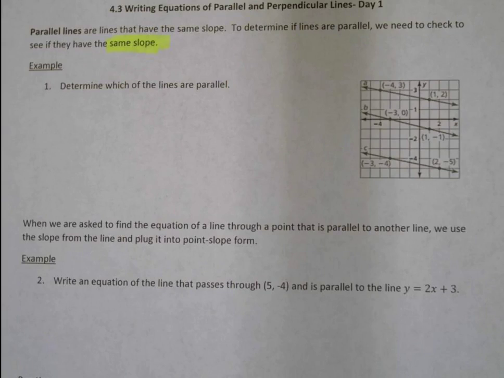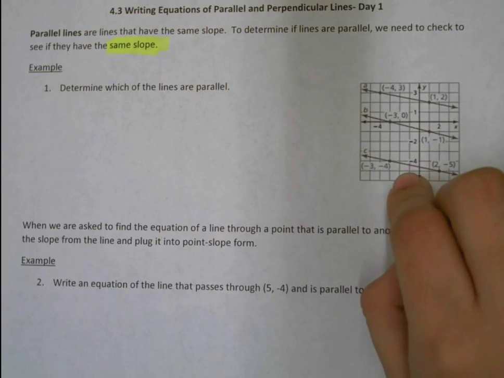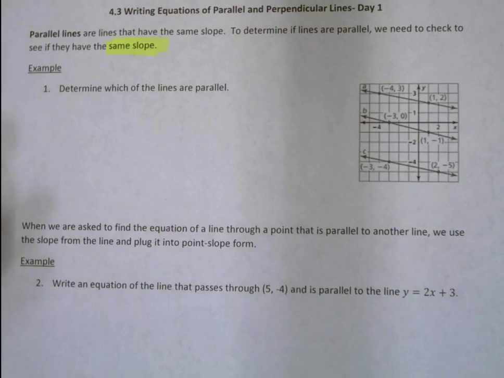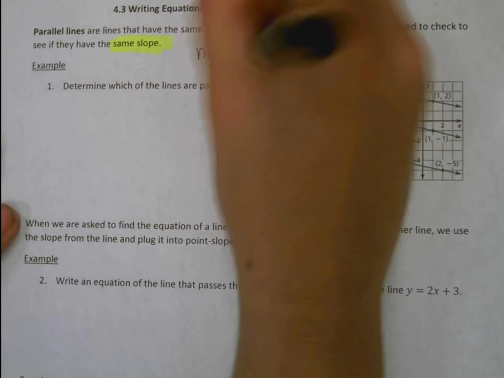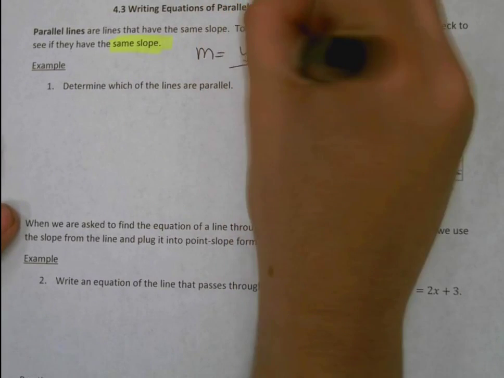So on number 1, it gives me 3 lines off to the side, A, B, and C, and it wants me to see which ones are parallel. I'm gonna do this by using the slope formula, which was m equals y2 minus y1 over x2 minus x1.